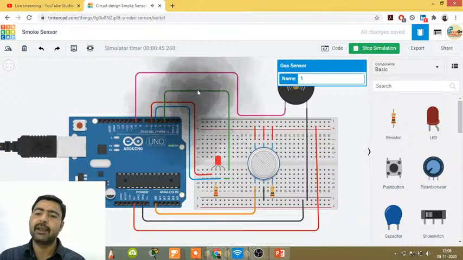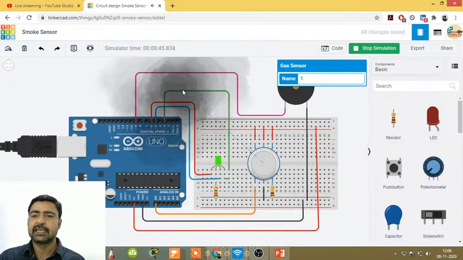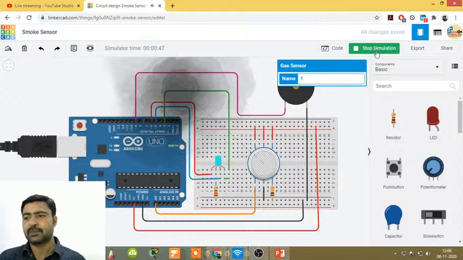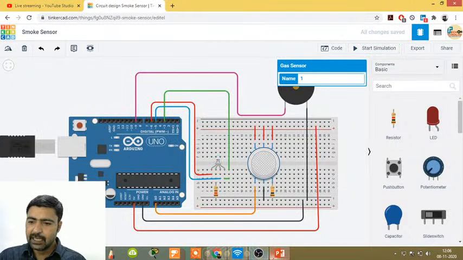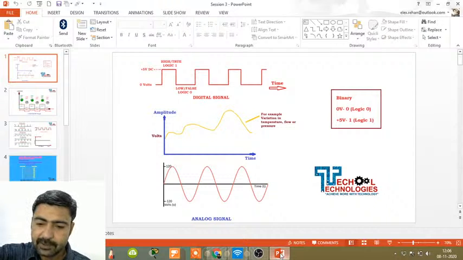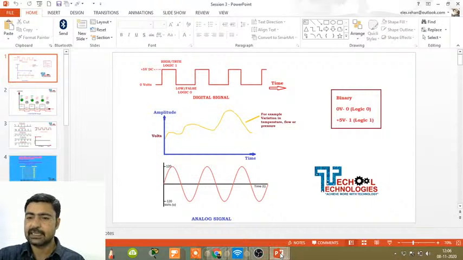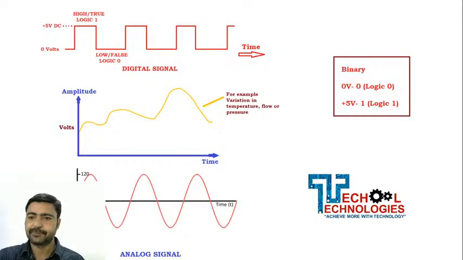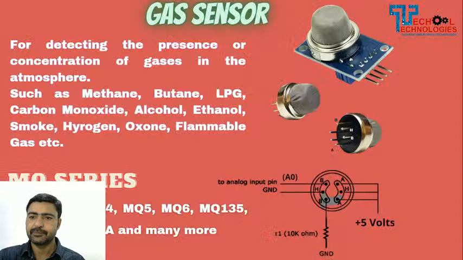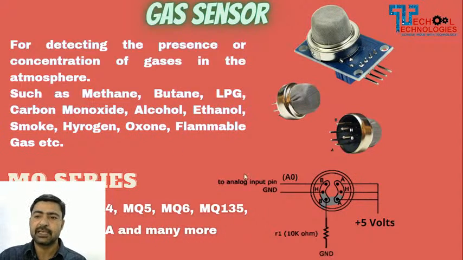So this is a firefighting system example, when we have used this smoke sensor. If you talk about the smoke sensor, what is smoke sensor? It is actually a series of gas sensor which is the MQ series. So it looks something like this, fitted with the module, and there are 4 connections to power it.